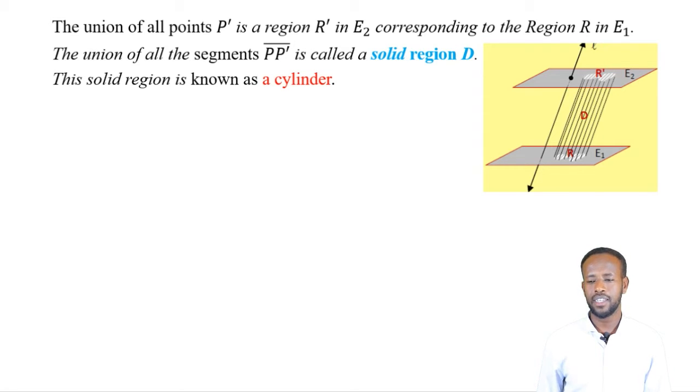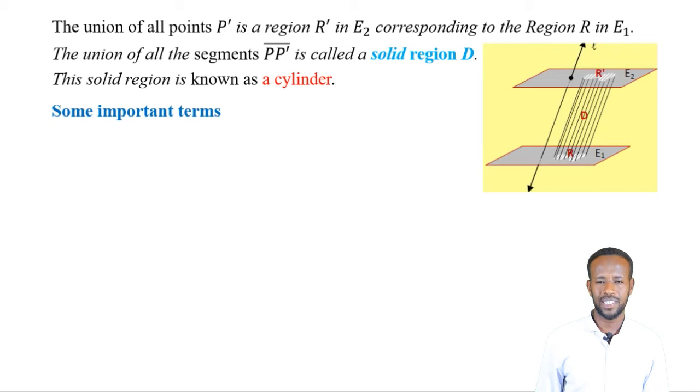So a cylinder is a figure that has a base. Again, it has two bases. Again, there is a part between the two bases. The part is parallel to the line L. Now, based on this, let us learn some important terms. These terms will help us to understand the next lessons, the coming points.